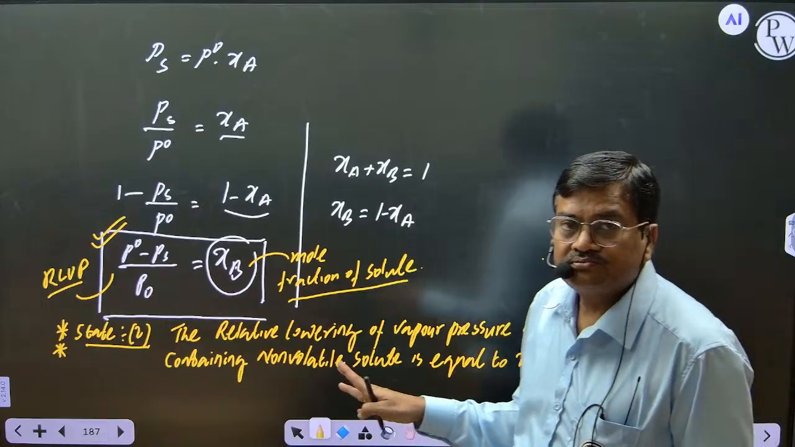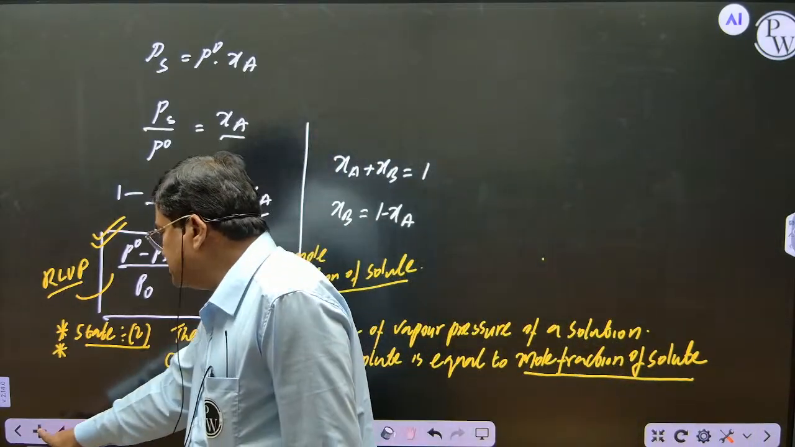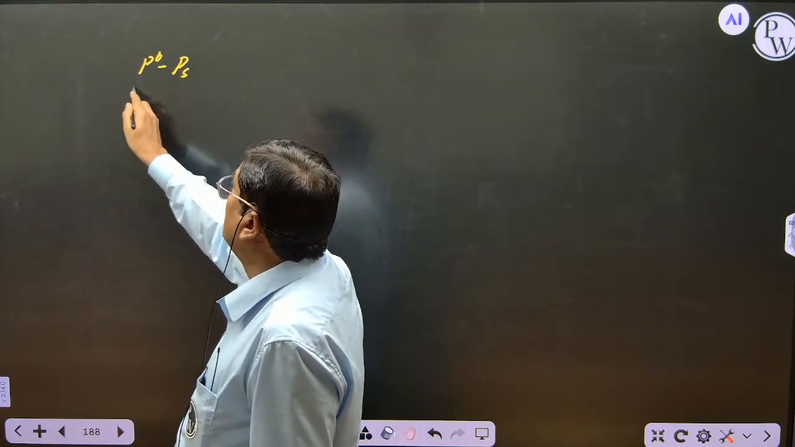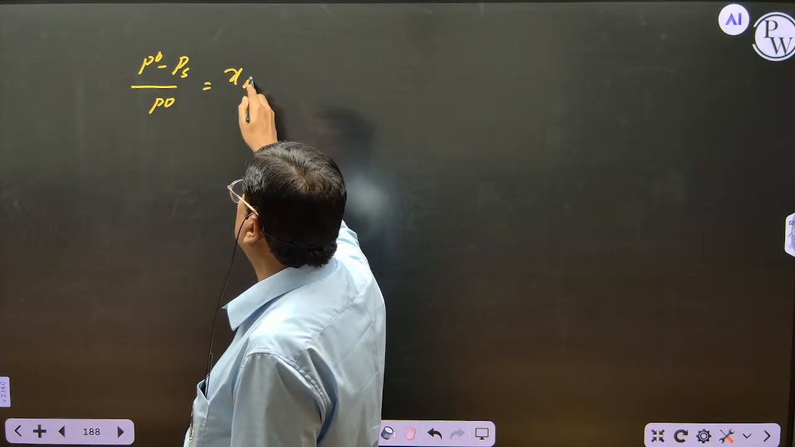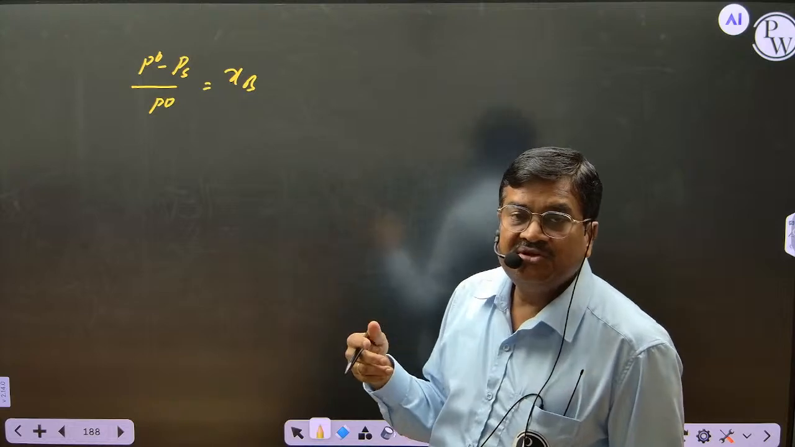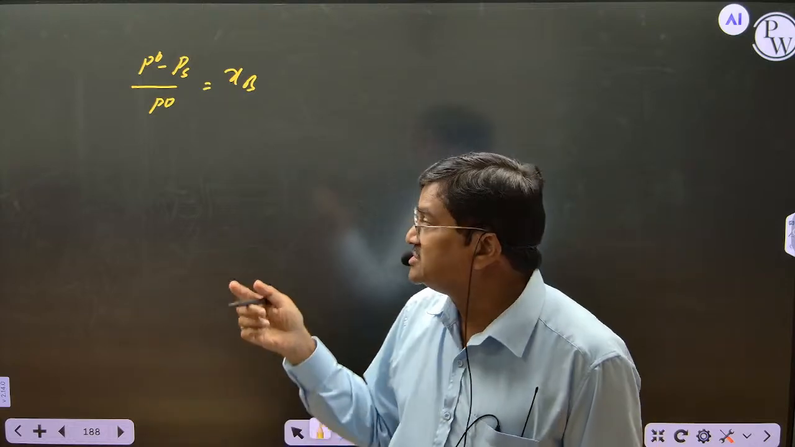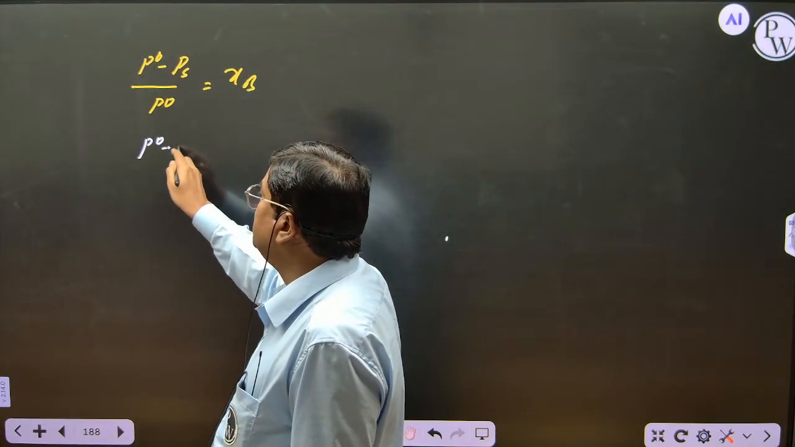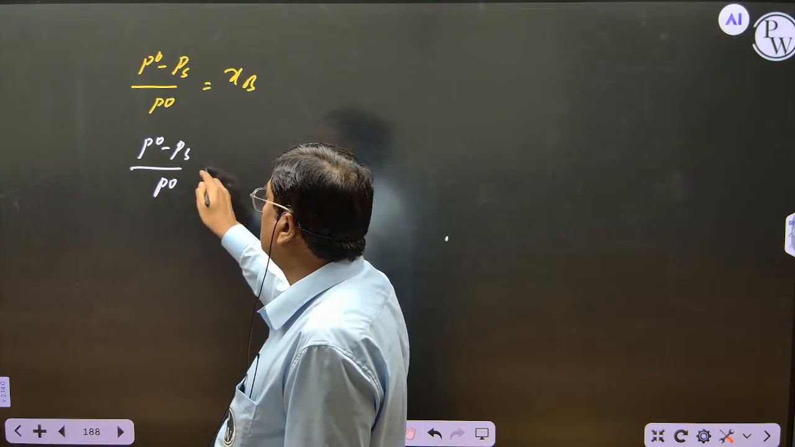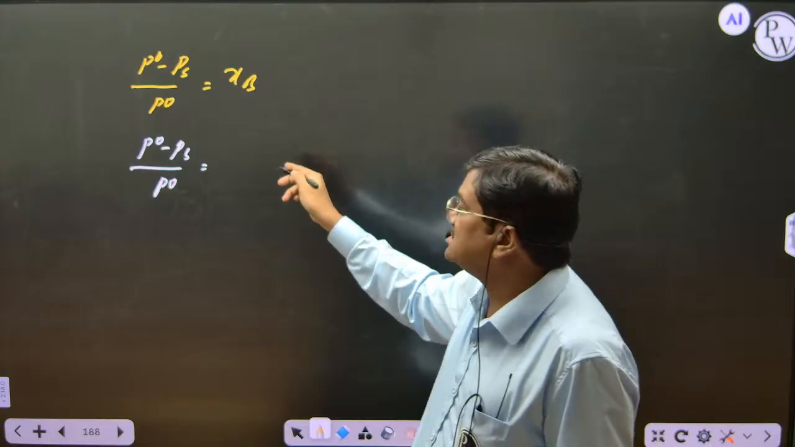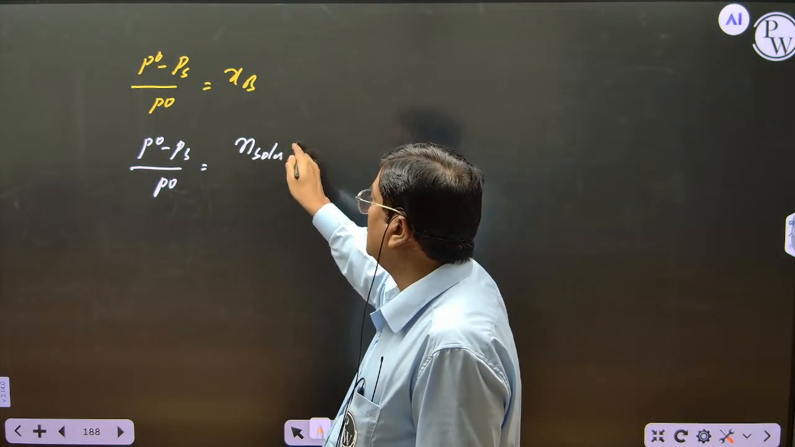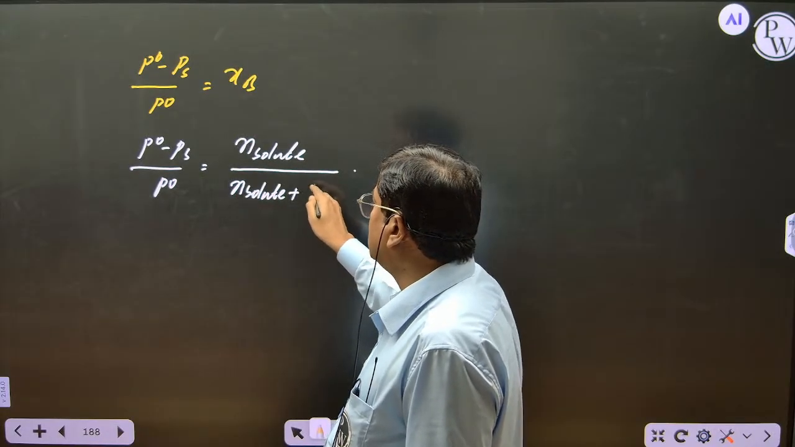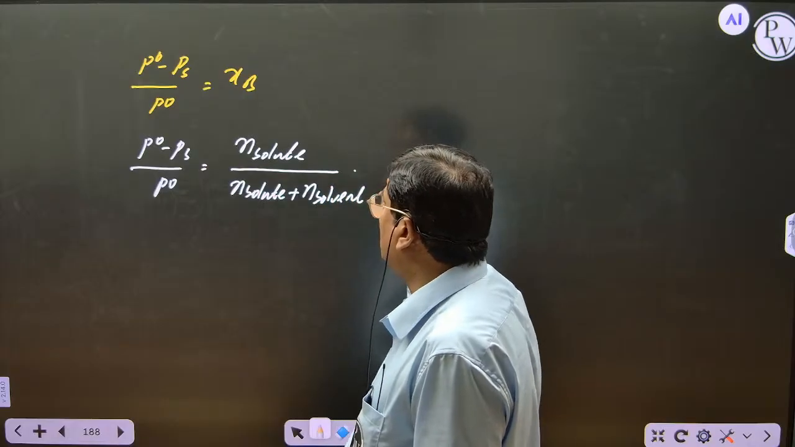Now we elaborate this relation. See what I am writing: P naught minus PS by P naught is equal to chi B. Now what is the mole fraction of solute? You are familiar from the introduction. This can be further elaborated as P naught minus PS by P naught is equal to the number of moles of solute upon the number of moles of solute plus the number of moles of solvent. We learnt this in the introduction to mole fraction.